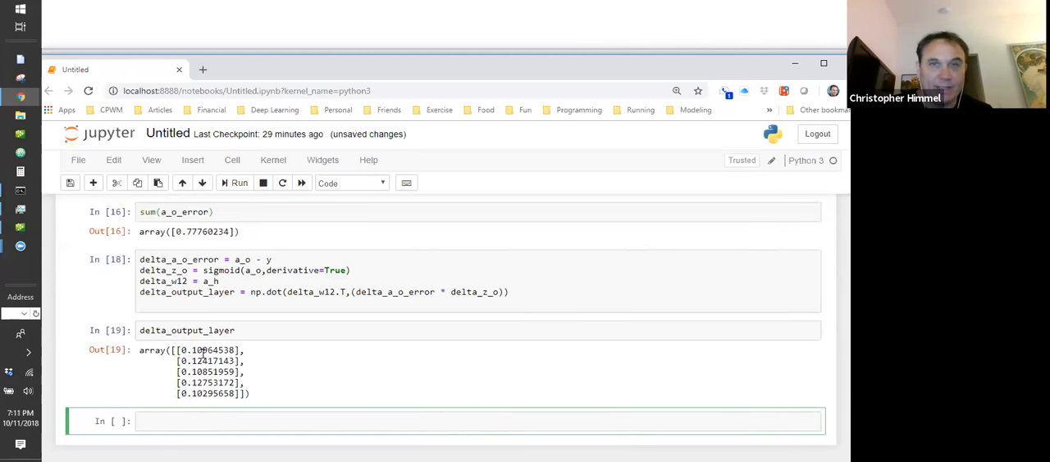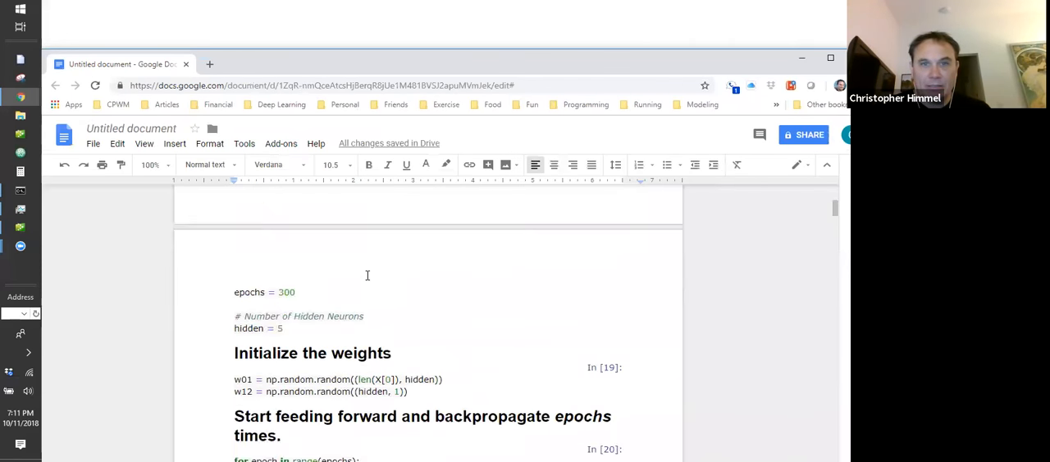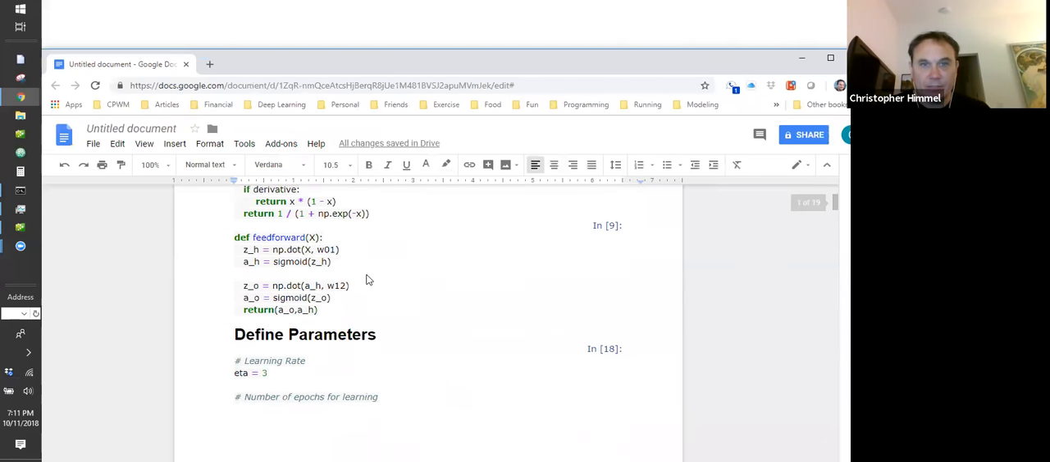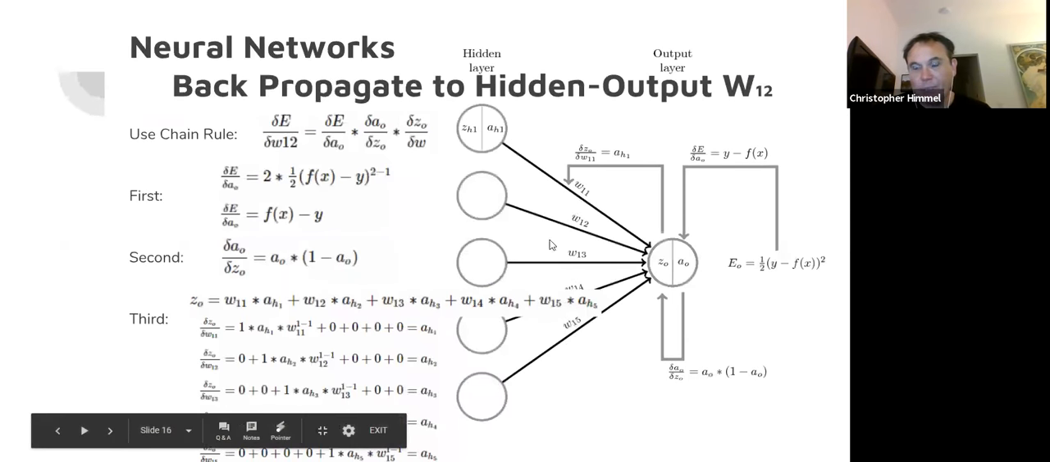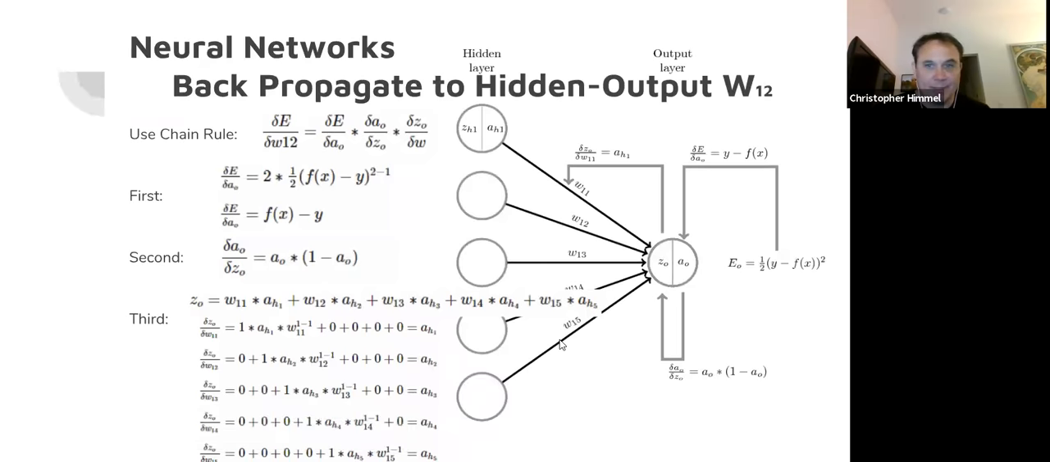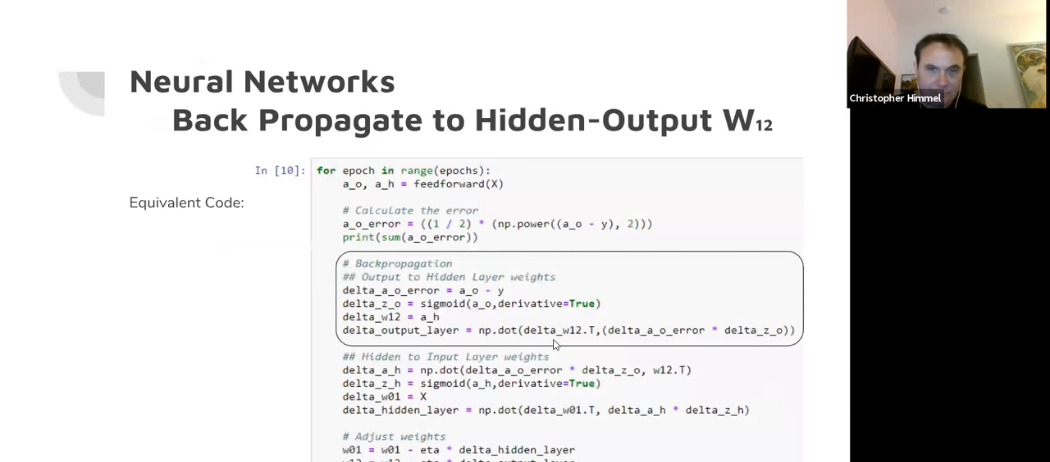Each neuron has a different contribution to the output, to the change of the output. Each weight coming out of the hidden neuron. Let's go back to here. That's these weights. There's 5 of them. Each one of them contributes a different amount. Okay, so that's that part.